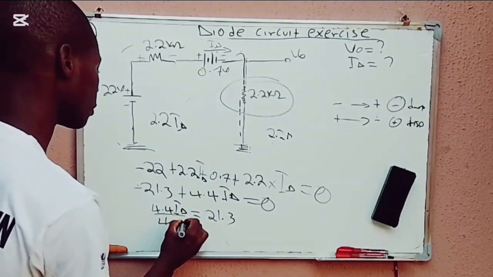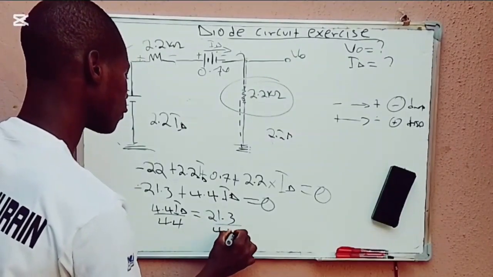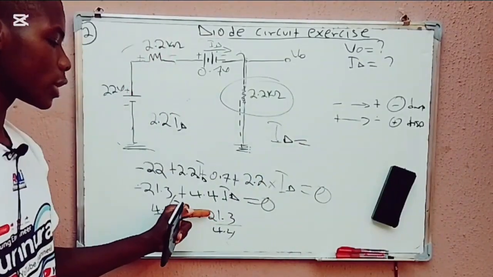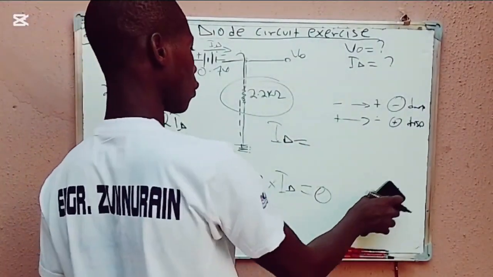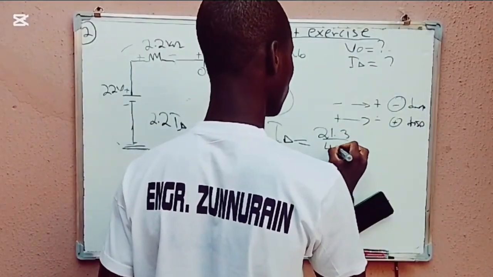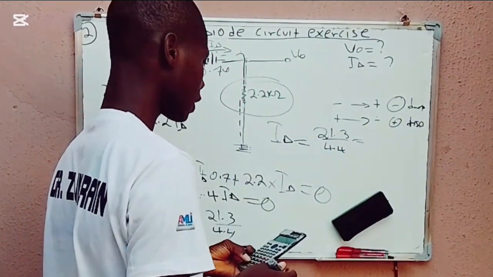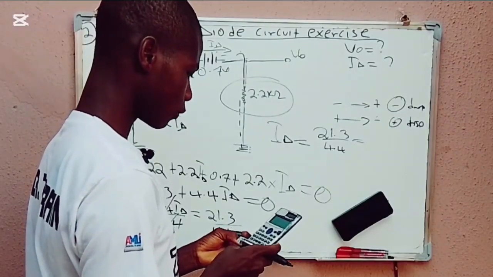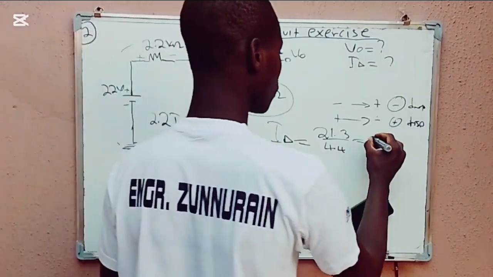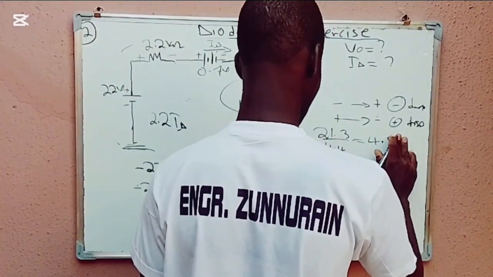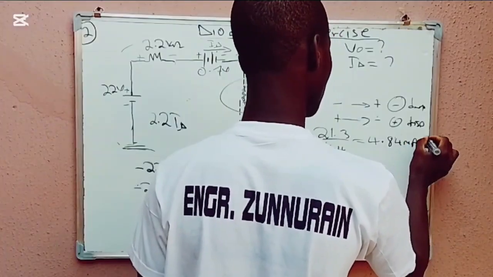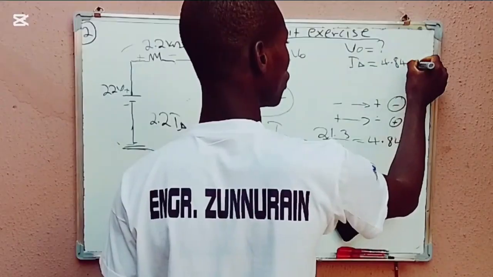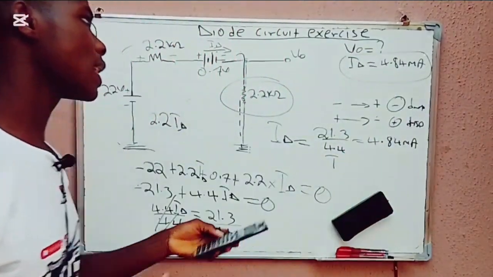If I divide both sides by 4.4, this will cancel this. So therefore the diode current should now be 21.3 divided by 4.4. 21.3 divided by 4.4 should now give me what? 4.84 milliamps. So therefore the diode current should now be 4.84 milliamps.